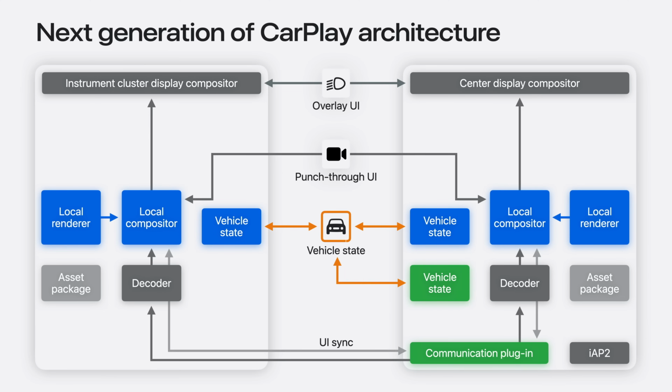There is a dedicated vehicle state interface for the UI displayed on instrument cluster display, and a similar interface for local UI on the center display. And for remote UI, the communication plugin has been extended to support vehicle state. Again, where vehicle state information is actually provided depends heavily on integration with your vehicle and the availability of information. And with that, we've completed an overview of the architecture that enables the next generation of CarPlay.